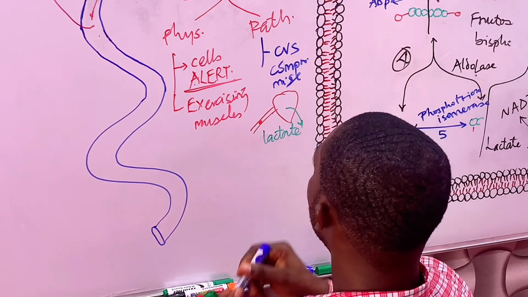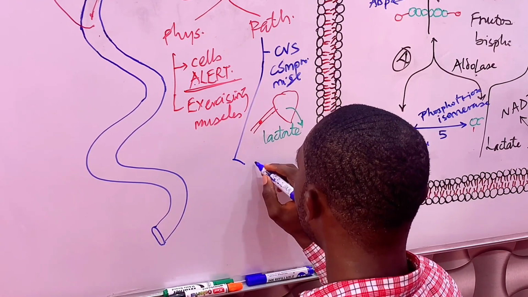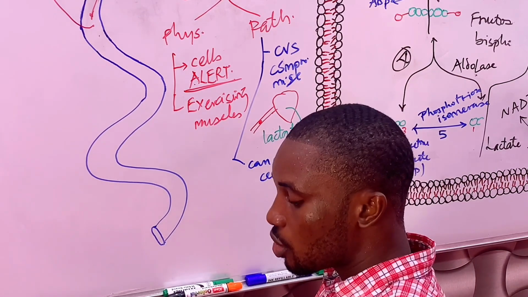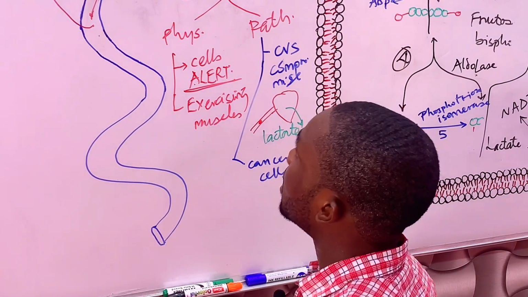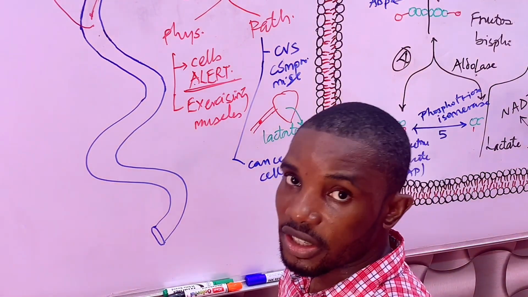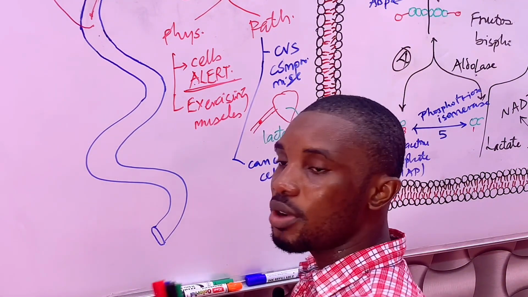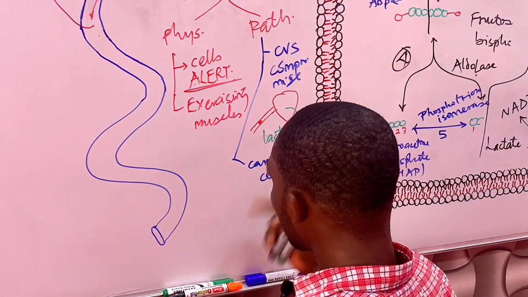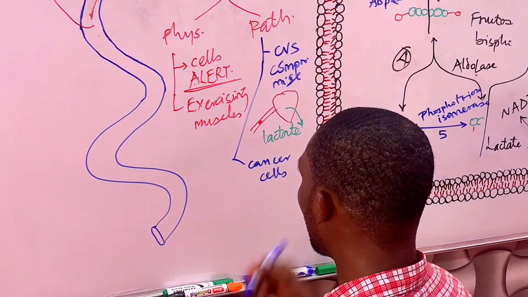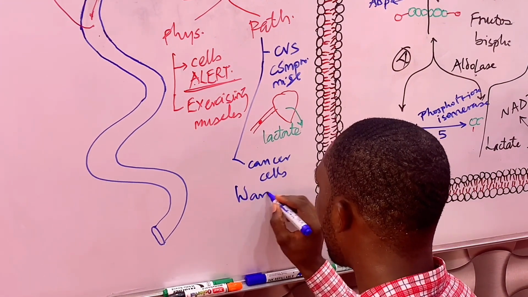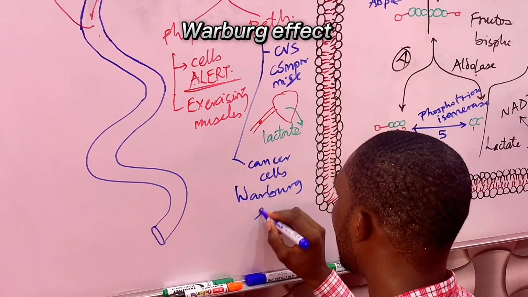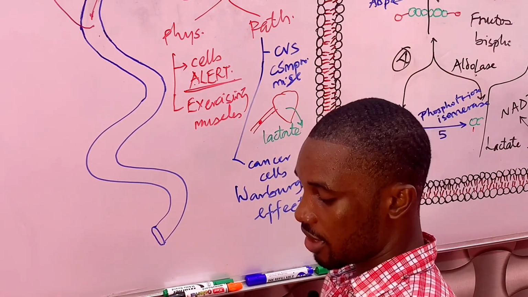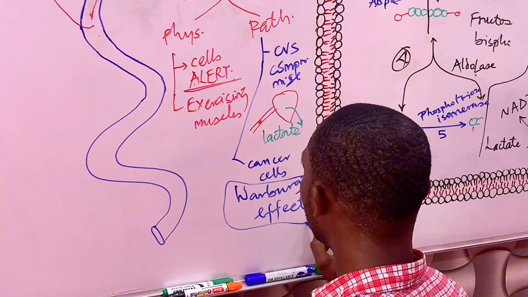Another condition this can happen is what? Cancer cells. So cancer cells are proliferating so much. They're proliferating so much, and then they require more oxygen than they get. So they have to undergo anaerobic glycolysis to produce what? Lactate. And this effect in cancer cells is called what? Warburg effect. So this is called Warburg effect in cancer cells.